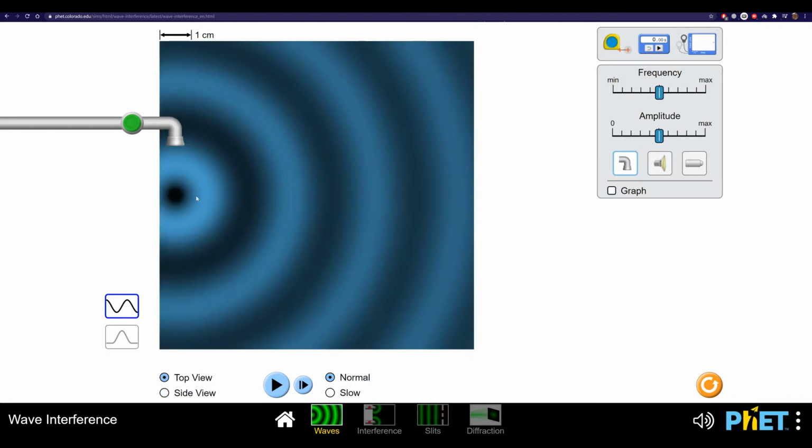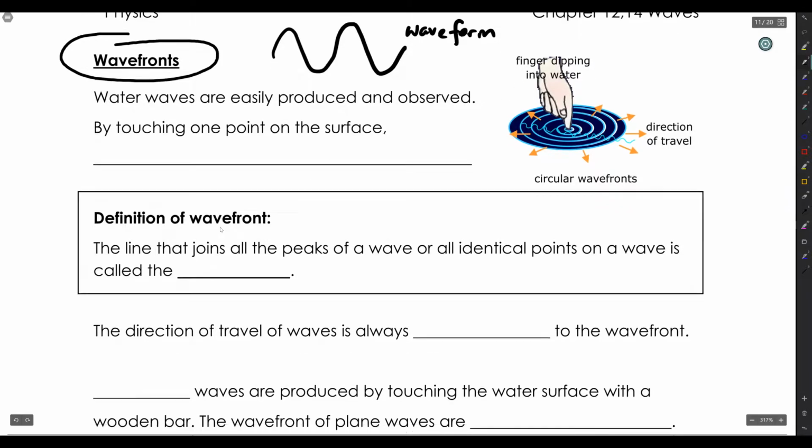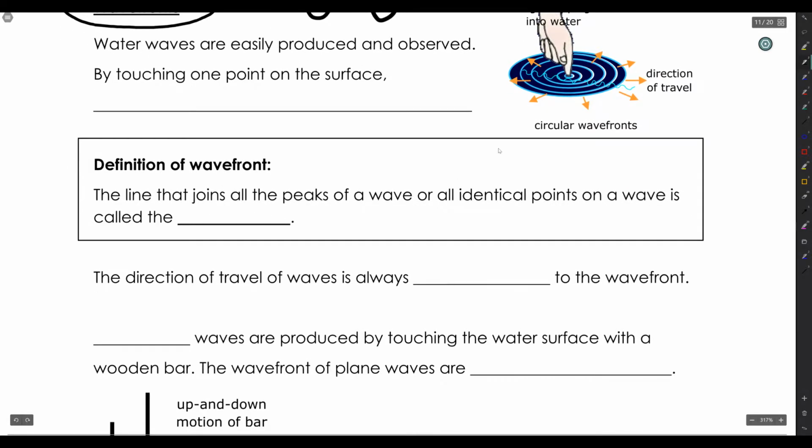There's a single wave here, another wave here, and another wave here, and in fact there are many waves traveling outwards. When you combine all the crests together, what you get is an imaginary line, and this line is called the wavefront. So what is the wavefront? The wavefront is the line that joins all the peaks of a wave. What is the peak of a wave known as? Because this works for a transverse wave, it is called the crest. So the line that joins all the crests of a wave is called the wavefront.